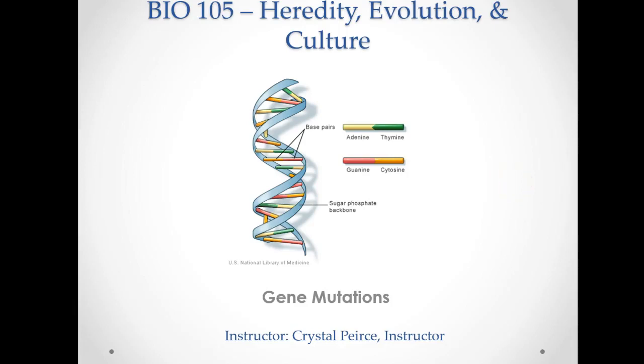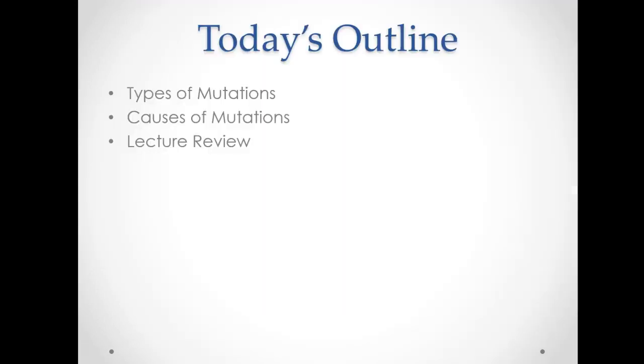Hi everyone. In this lecture, we're going to continue discussing gene action. So we've talked about what genes are and what genes do, and now we're going to talk about what happens when there are mistakes. We're going to talk about a topic called gene mutations. In this lecture, we're going to be discussing the different types of mutations, and we'll also discuss how those mutations can occur.